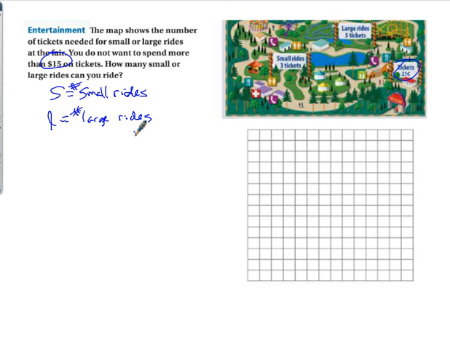Okay, so we need to come up with an inequality. I'll get you started. We don't want to spend more than $15 in tickets. So here's my $15. And how can I say that I don't want to spend more than $15?